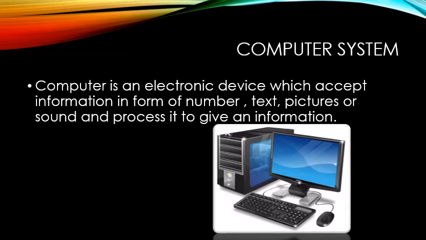Computer system. What is known as computer system? Computer is an electronic device which accepts information in form of number, text, pictures or sound and processes it to give an information. So we are saying that computer is an electronic device that accepts information in form of data. Data can be number, it can be text, it can be pictures or it can be sound. It processes it and gives it out as information.